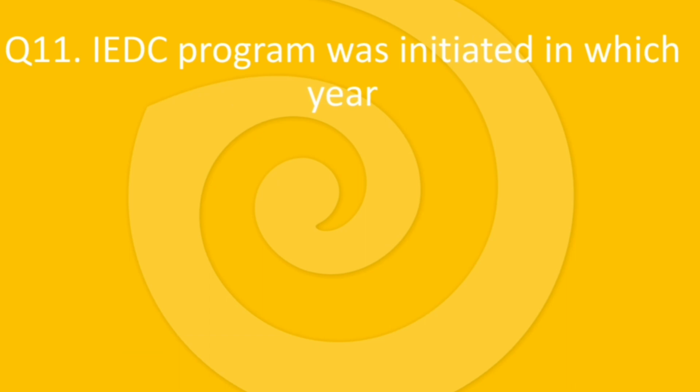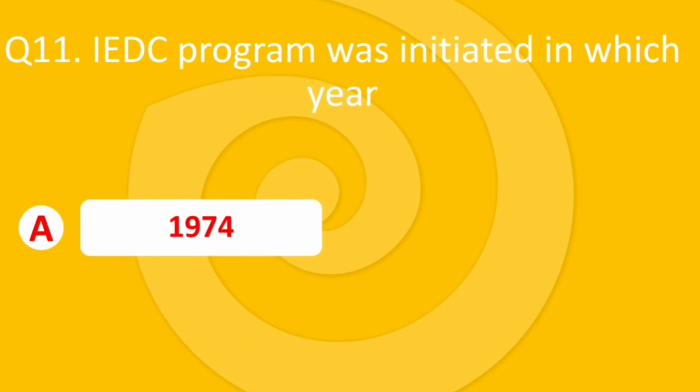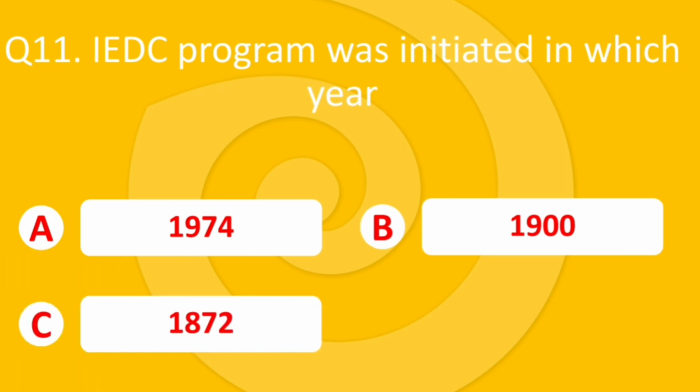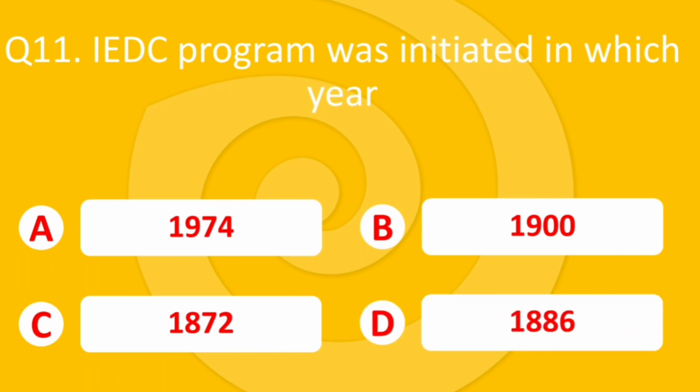Question number 11. IEDC program was initiated in which year? Option A, 1974, option B, 1900, option C, 1872, or option D, 1886. So the right answer is option A, 1974.